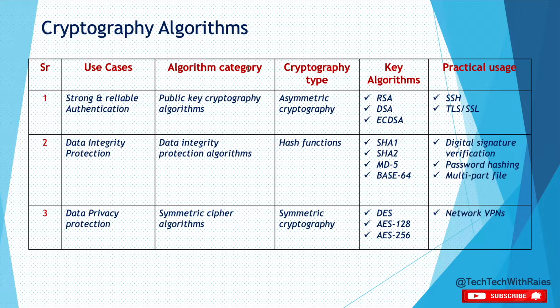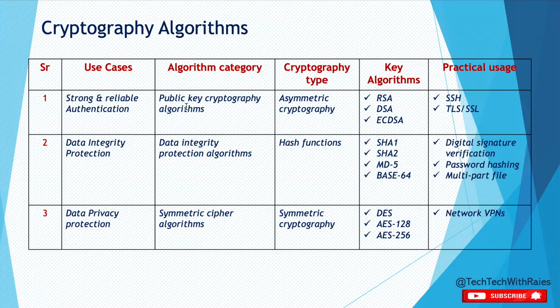In cryptography there are different algorithms, like I told, which are used for different use cases. For strong and reliable authentication, public key cryptographic algorithms are used. For data integrity protection, hash algorithms are used. And for data privacy there are symmetric cipher algorithms. Let's talk about them one by one.